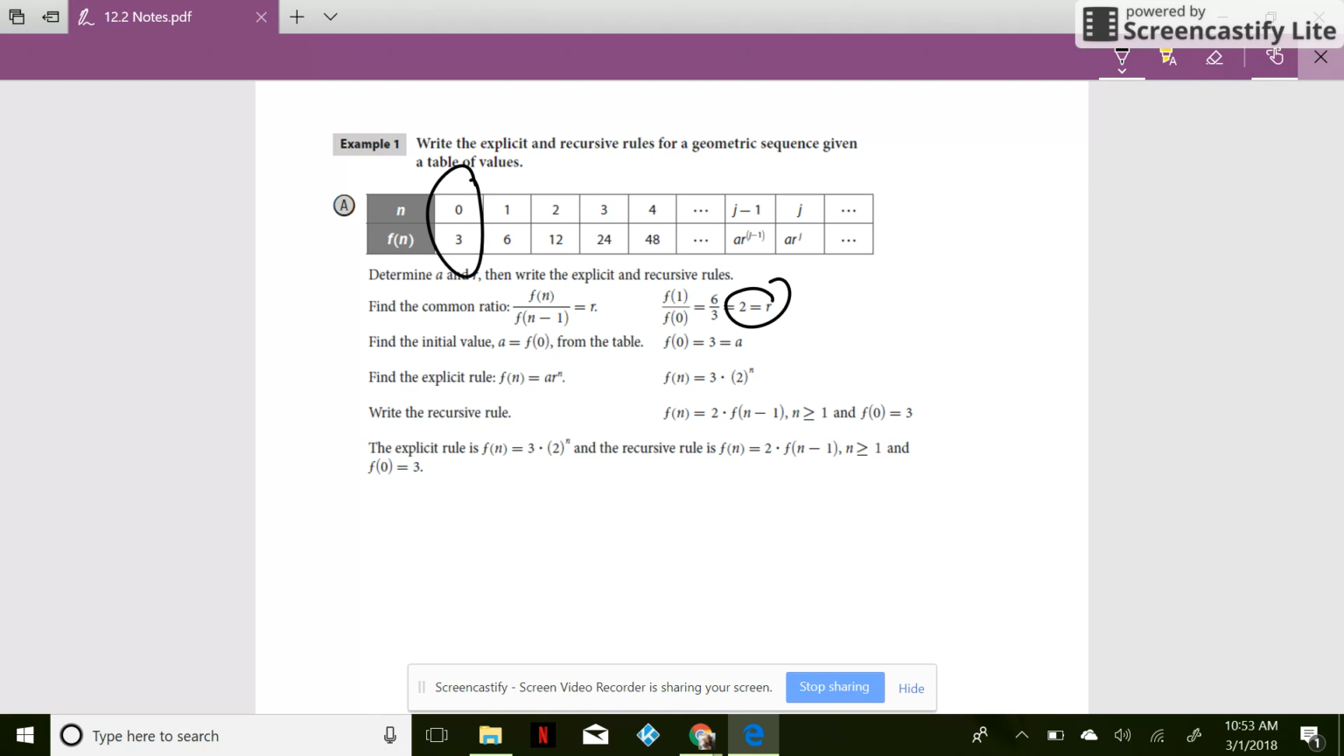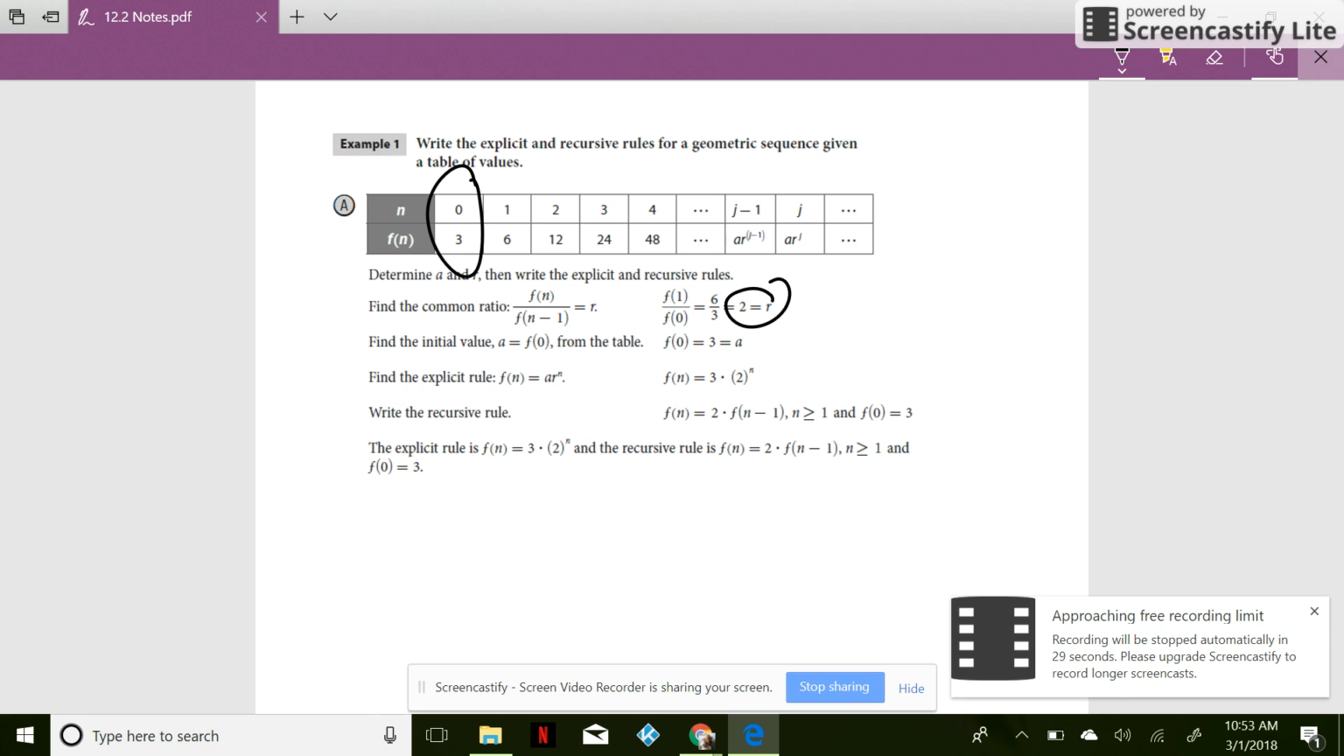So our explicit rule, f of n is equal to our initial value 3 times 2, which is our common ratio, to the n. Our recursive rule then would be f of n is equal to that ratio 2 times f of n minus 1, for n greater than or equal to 1, and f of 0 equals 3.